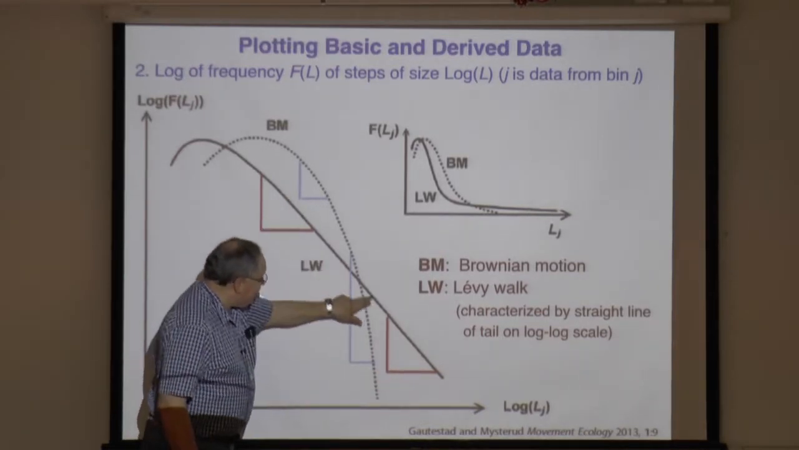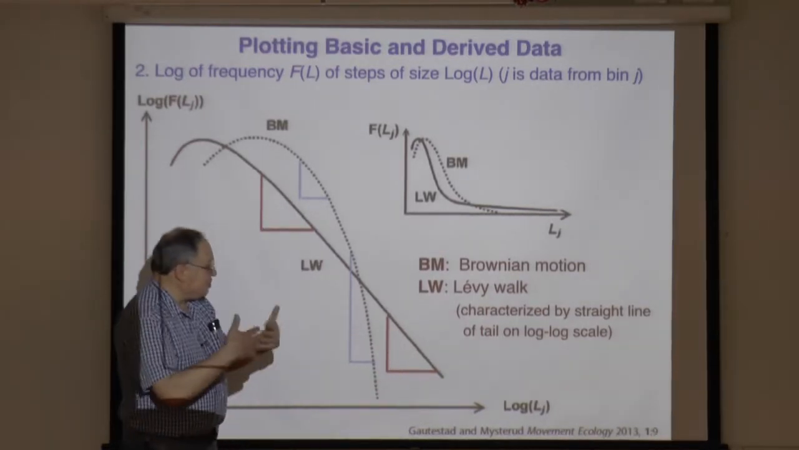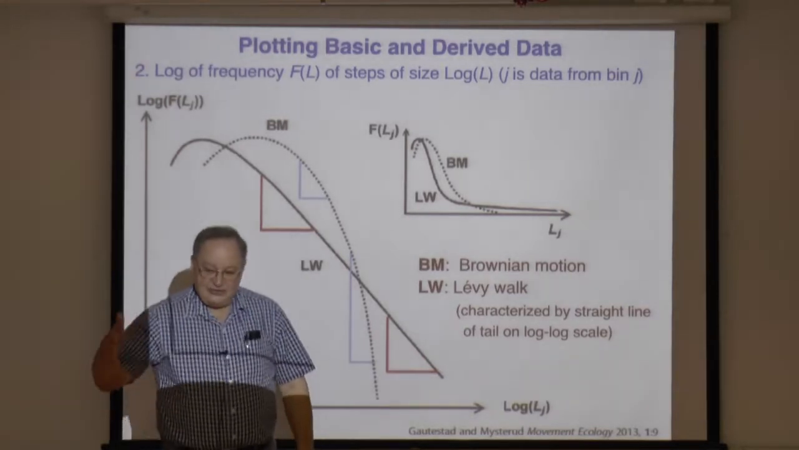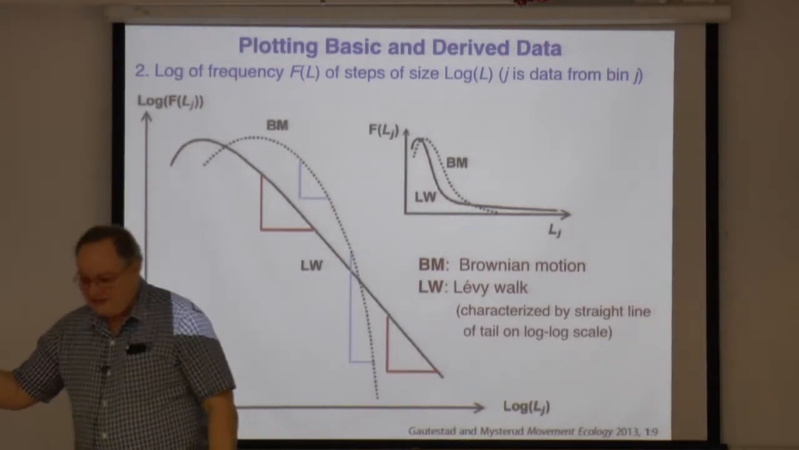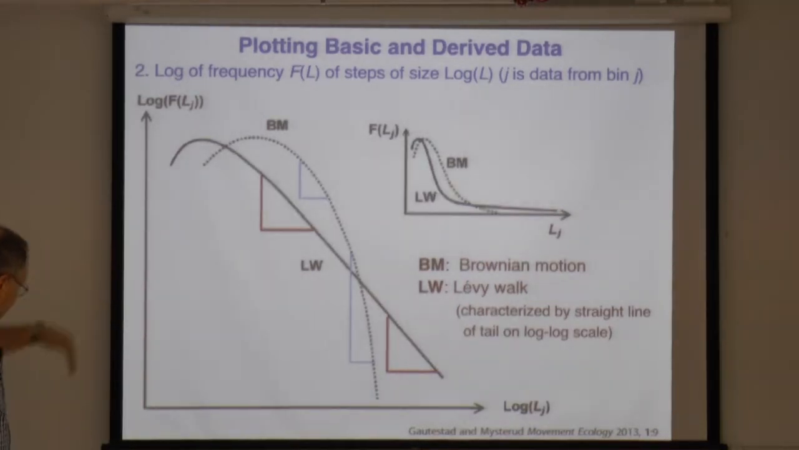And this straight line tells you something: if it's falling off like 1 over x to the alpha, what is that alpha? Then alpha corresponds to the slope. Does everybody understand that? Any questions about that?